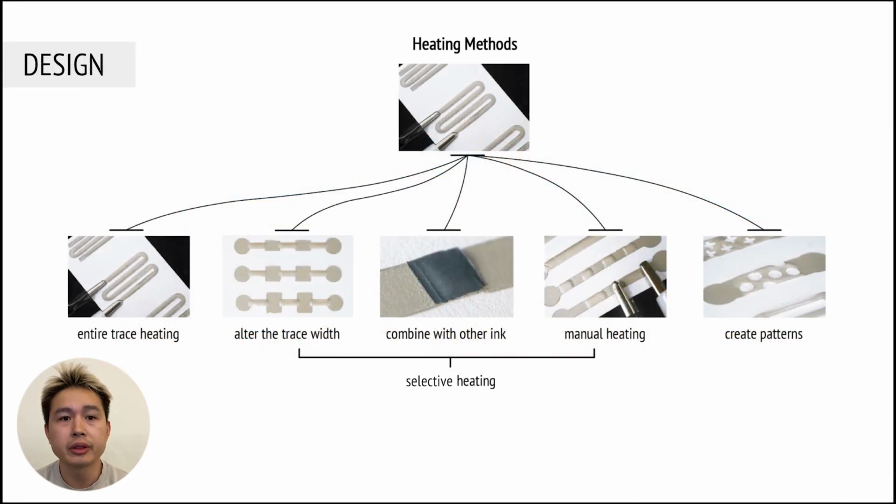In order to trigger SwellSense, there are two primary methods. The first involves directly probing two ends of a pattern for uniform single-line heating. Alternatively, one can alter the trace width within a single line for selective swell triggering, which can also be achieved by combining with a higher resistance carbon ink.